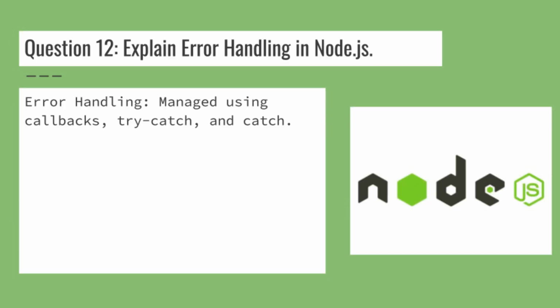Explain error handling in Node.js. Errors in Node.js can be caught using callbacks, the try-catch block for synchronous code, or catch with promises. Handling errors well is critical to ensure smooth application performance.